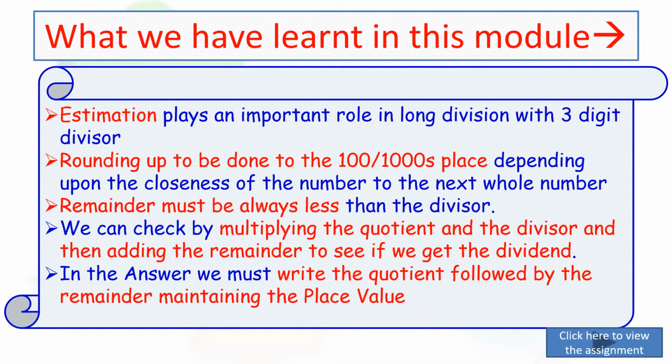We can check by multiplying the quotient and the divisor and then adding the remainder to see if we get the dividend back. Remainder must always be less than the divisor, and in the answer we must write the quotient followed by the remainder, maintaining the place value.